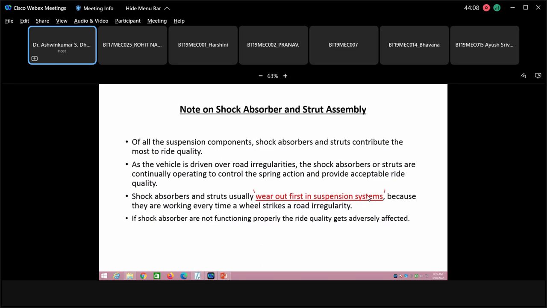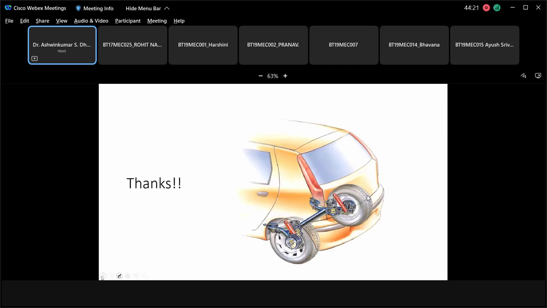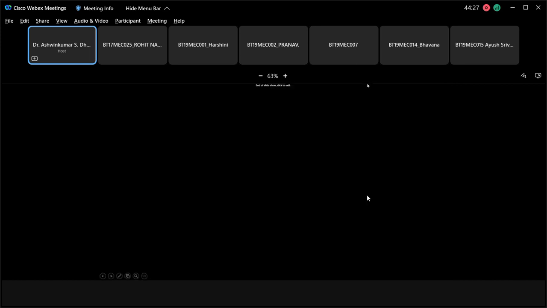If the shock absorbers are not functioning properly, the ride quality gets adversely affected, and it may also affect the tire life of the vehicle. So this is regarding the shock absorber. So we have come to an end of the topic on the suspension system. Anybody having any question, please do ask.